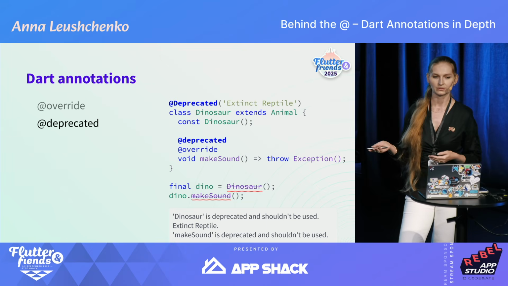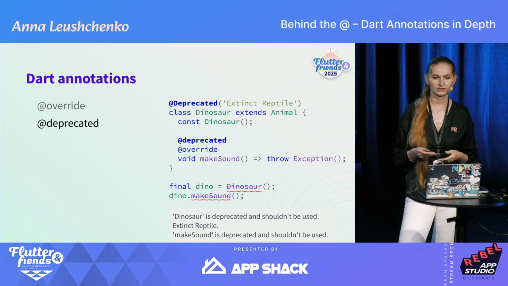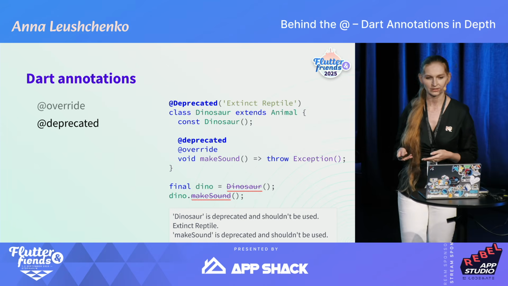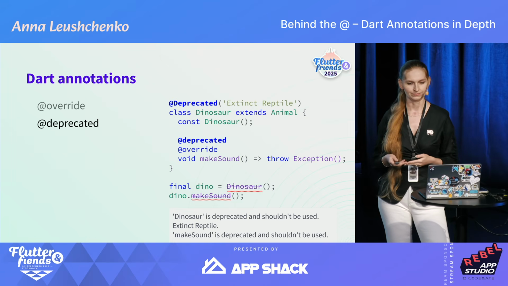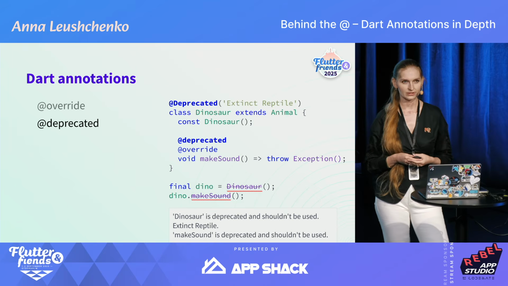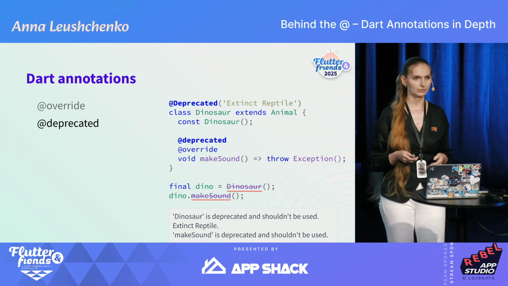In this example, we have a dinosaur marked with a deprecated annotation with an explanation, extinct reptile, and the makeSound method is annotated with a plain deprecated annotation. So below, when we try to instantiate a dinosaur, we see warnings that this code is deprecated and shouldn't be used.